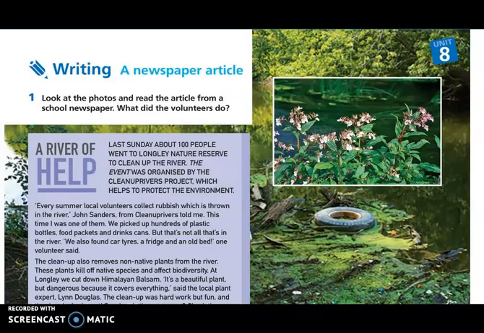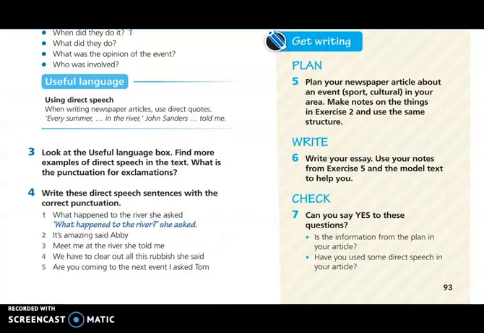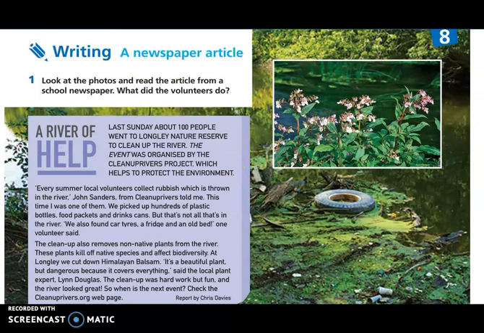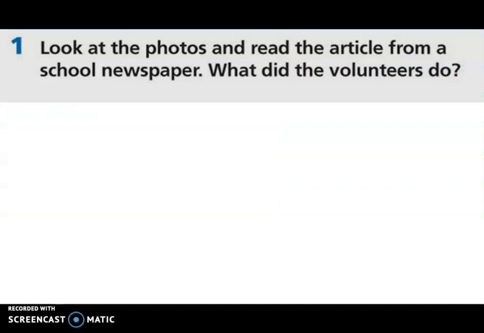Now you need to open your student book, page 93. Let's start with the first exercise. Look at the photos and read the article from a school newspaper. What did the volunteers do? You have to pause the video, then read the article. After reading the article, you have to answer this question. Hello again. What did the volunteers do? The answer is, they cleaned the river.